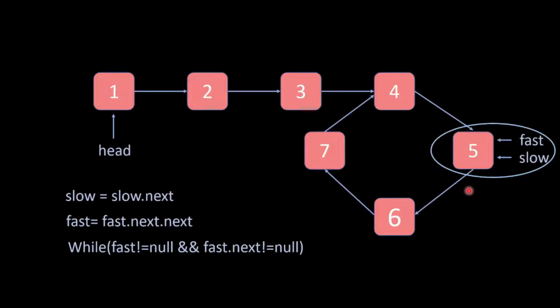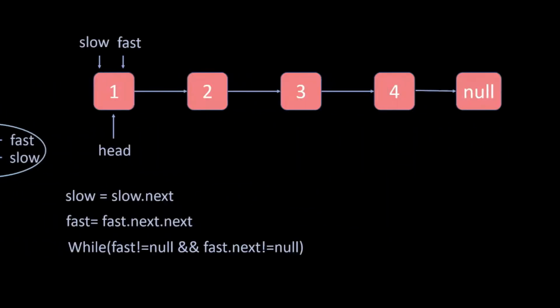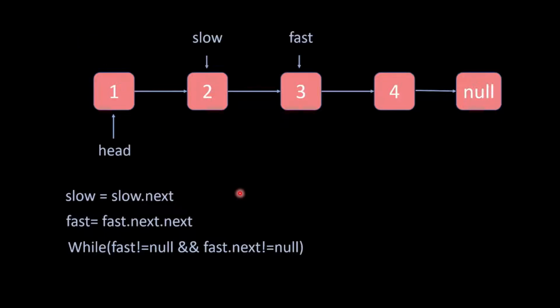Let's try to run this algorithm on a linked list that does not contain a cycle. Okay, initially both fast and slow are pointing to the head of the linked list. Move slow by slow.next and fast by fast.next. Again move slow by slow.next and fast by fast.next. At this point, when fast is equal to null, the while loop will terminate and you have to return that the cycle is not present in the linked list.